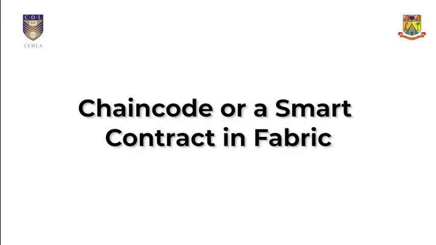Chain code, or a smart contract, in Fabric. A smart contract defines the transaction logic that controls the life cycle of a business object contained in the world state. It is then packaged into the chain code, which is deployed to the blockchain network. Smart contracts are defined within a chain code. Multiple smart contracts can be defined within a single chain code. When a chain code is deployed, all smart contracts available within the chain code are made available to the application.